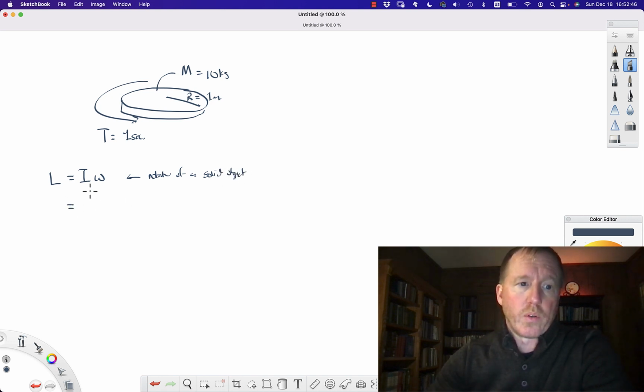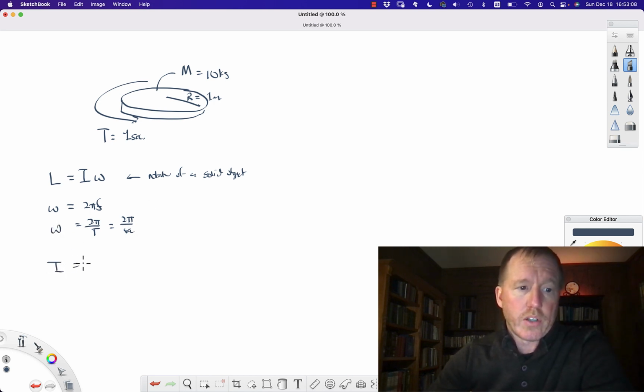So we are told that its rotation rate is once per second, so we know that its angular velocity is going to be 2 pi times the frequency of rotation, which is 2 pi over the period, which is just going to be 2 pi radians per second, because it takes 1 second to get around. So that's the angular velocity.